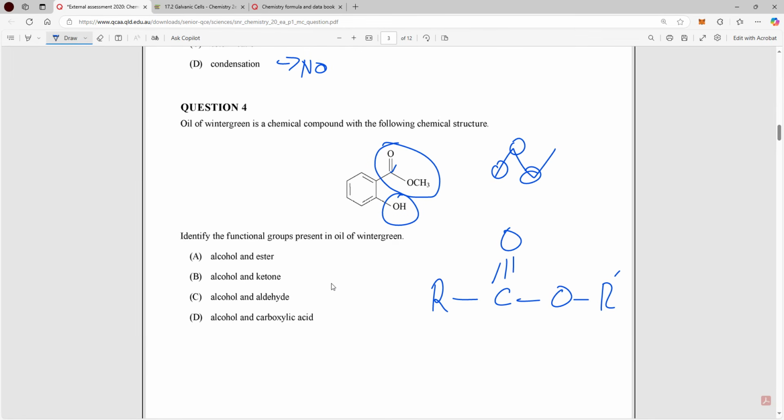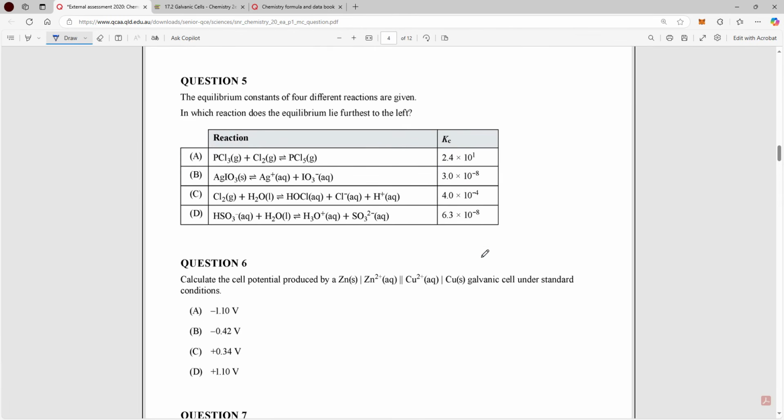So the correct answer here is going to be A, an alcohol and ester, okay? Some common answers would be a carboxylic acid, but that's not a carboxylic acid. That's an ester, okay? Alright, question 5. The equilibrium constants of 4 different reactions are given. In which reaction does the equilibrium lie furthest to the left?